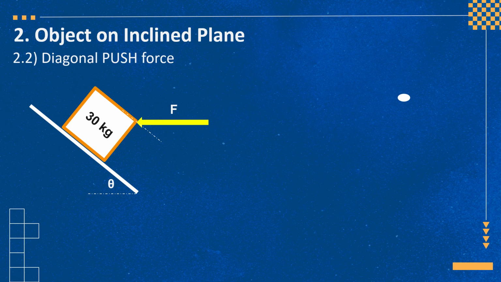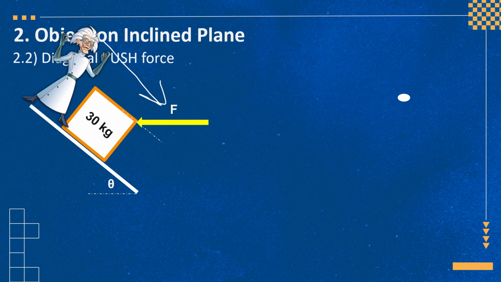Right, second scenario on an inclined plane is when you have a diagonal push force. So remember the previous example, we had an applied force which was parallel to the surface. But now we have a yellow applied force, and it's not parallel to the surface. If you pretend to be a mad scientist and you stand on that surface next to the box, then from that person's view, this force is then a diagonal push force.